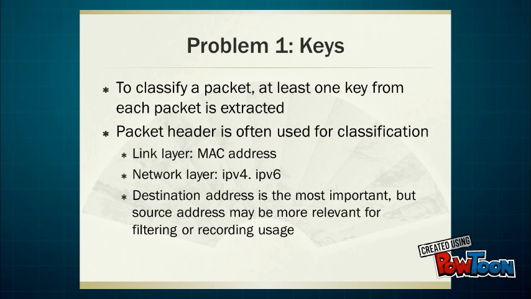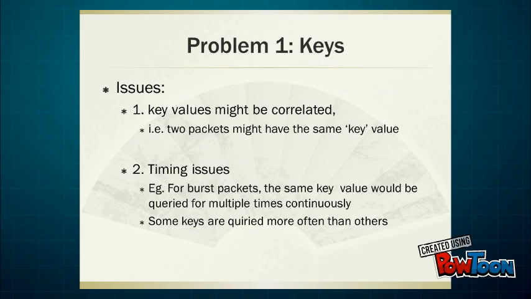To classify a packet, at least one key from each packet is required, and the address information in the packet header is always used for generating such keys. Generally, the destination address is the most important, but the source address may be more relevant for filtering or recording usage. The problems about generating keys include that key values might be correlated, and timing issues. For example, for burst packets, the same key value would be queried multiple times continuously.